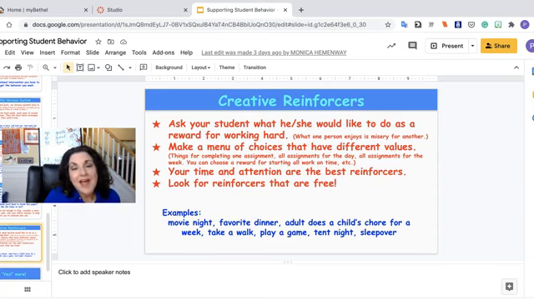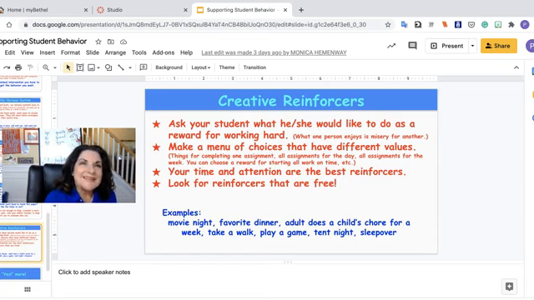And then I highly recommend that you are looking for reinforcers that are free. And some examples might be a movie night. So again, it's one thing to have your child be able to watch a movie, but it is so powerful for you to sit with them and watch it with them, even if it's something that you're not particularly crazy about. Allowing them to choose the dinner. Okay, this is what needs to happen, and then Friday night you get to choose dinner. And again, that speaks to that need for power and control.